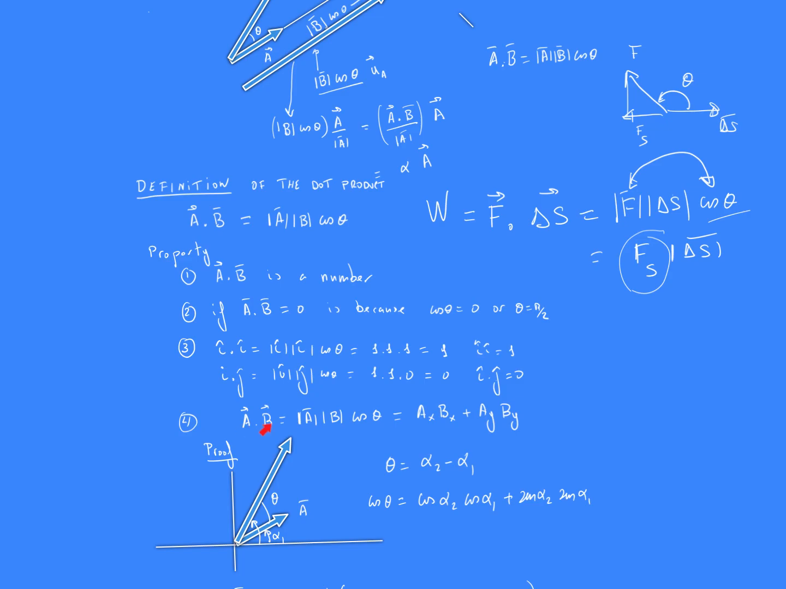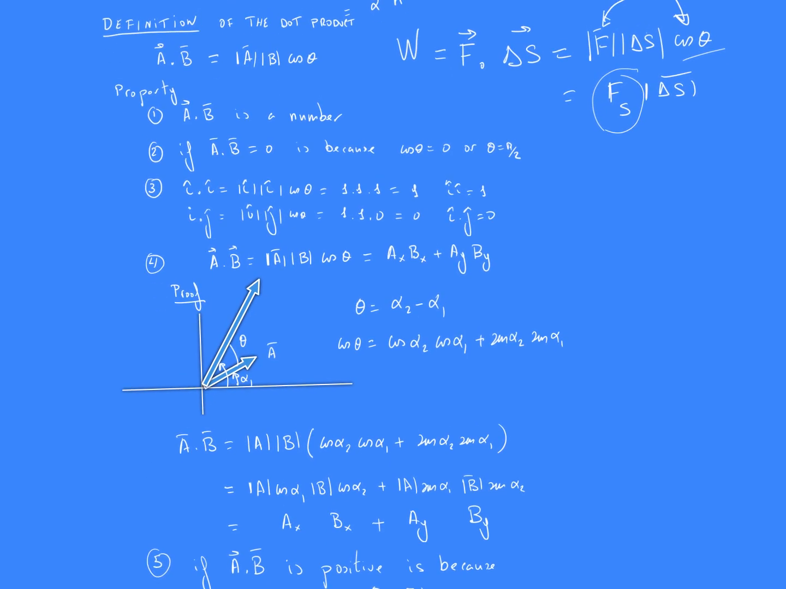What will be A dot B? A dot B will be the magnitude of A by the magnitude of B by the cosine of theta. Using the angle theta equal to alpha 2 minus alpha 1, where alpha 2 is the angle that the vector V makes, and alpha 1 is the angle that the vector A makes with the positive x-axis, we can conclude, knowing this trigonometric relation, cosine of theta, cosine of alpha 2 minus alpha 1. This is theta, this is alpha 1, and this is alpha 2. This is the vector V.